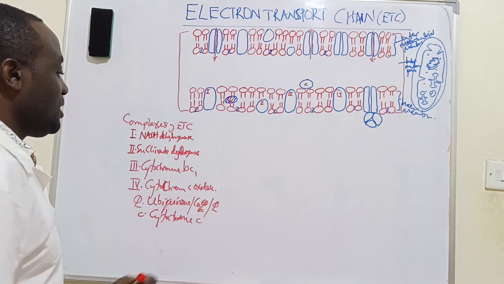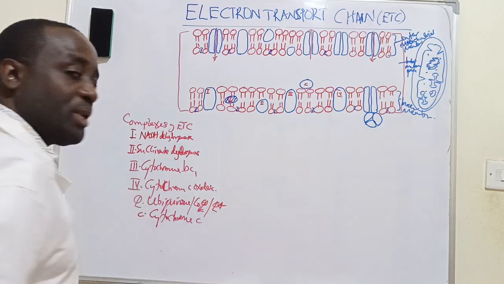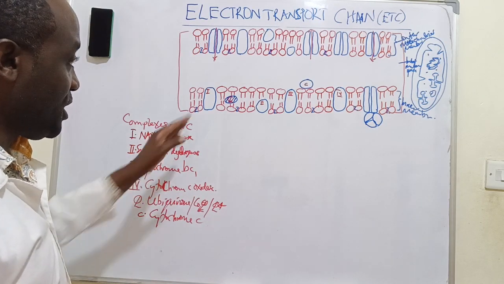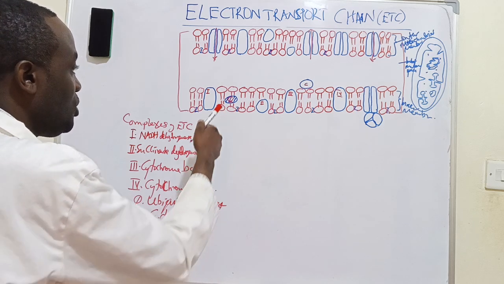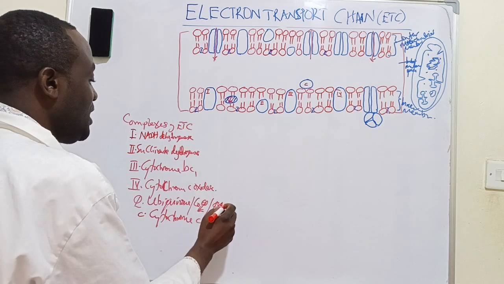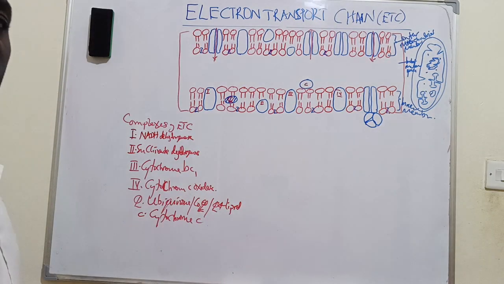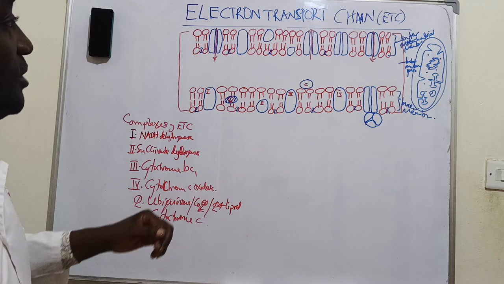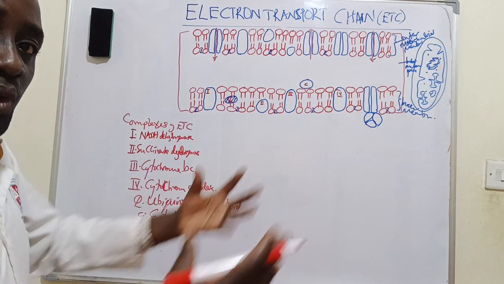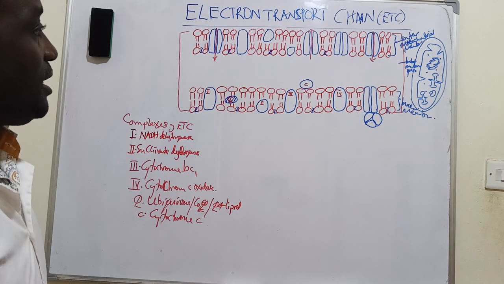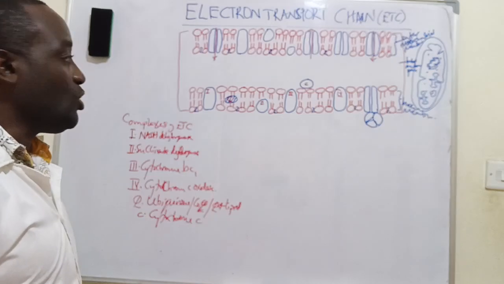Now, among all the substances that form the electron transport chain, it is Q, this Q here, which is a lipid. That's why it is even lipid soluble. Another thing I want you to see is that Q is within the hydrophobic domain of the inner mitochondrial membrane.